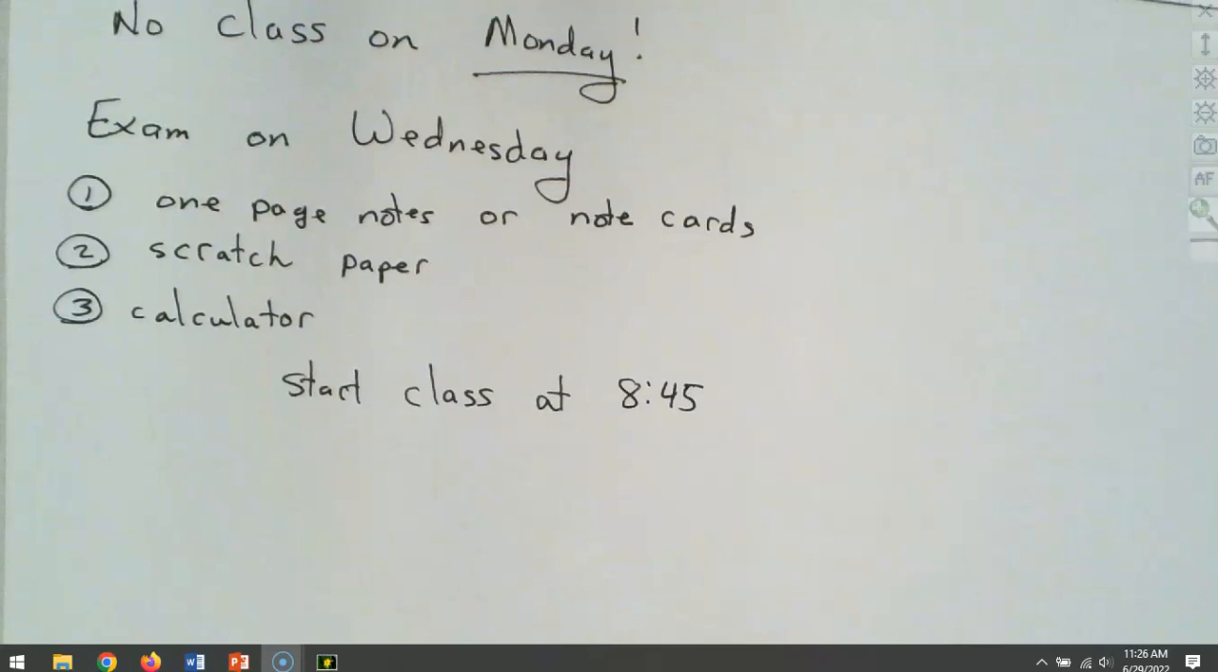So no class on Monday, that's 4th of July. We'll come back and we'll take our exam on Wednesday. And I am going to work out that practice exam today, and I will post the worked out key with step-by-step solutions for each one on Canvas shortly.